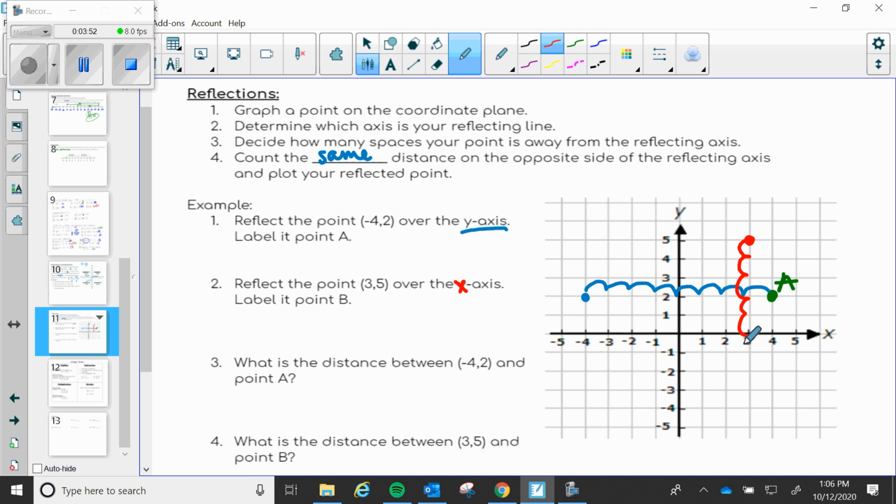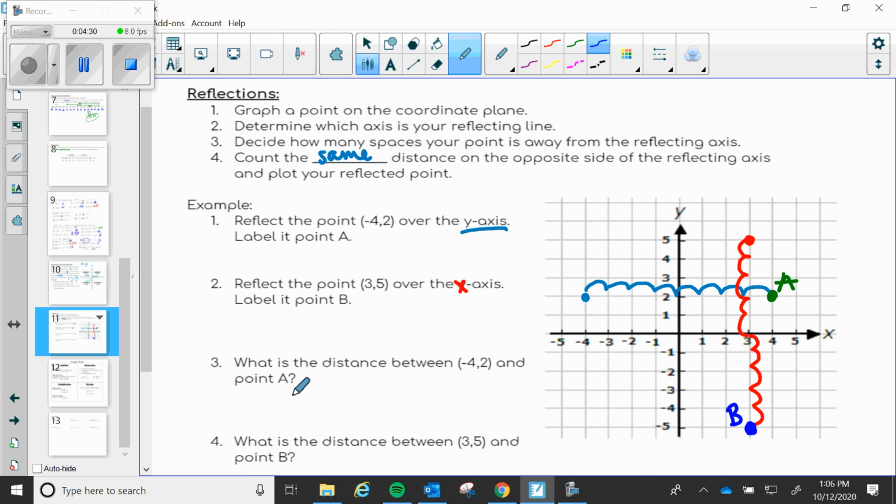So now we have to do that same thing on this side, on our reflecting side. So let's count 5 spaces. 1, 2, 3, 4, 5. And then we jumped and landed right here. And I asked you to label that point B. So we started at 3, 5, and now we're at 3, negative 5. We reflected, we jumped over our x-axis, the same distance on both sides.